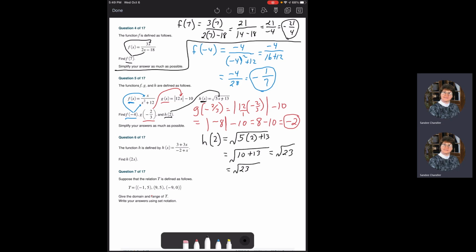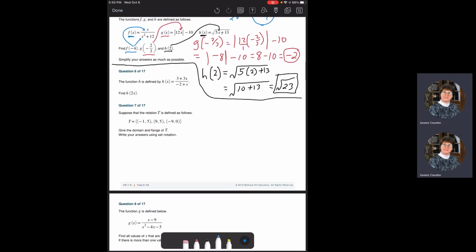Let me write that over here. 23 is prime. There are no whole numbers that you can multiply together that will give you 23. So the square root of 23 is where we end up.